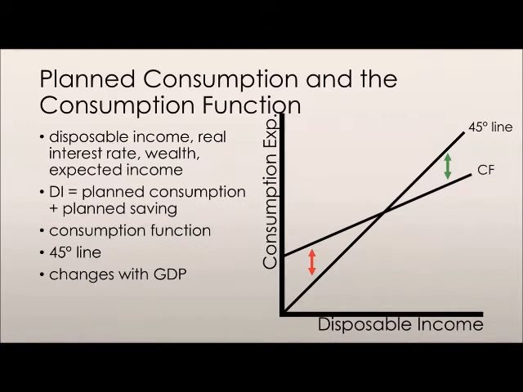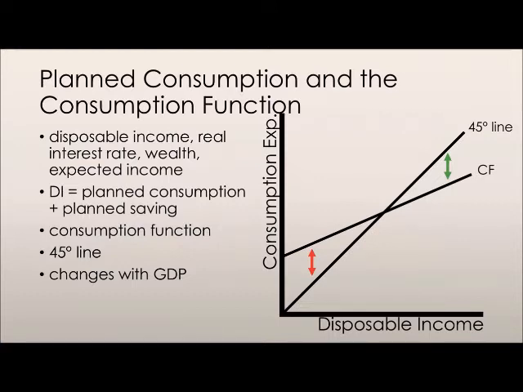The consumption function is the relationship between consumption and disposable income, as you can see by the graph. The y-axis measures consumption, and the x-axis measures the disposable income. As we can see, as disposable income increases, consumption expenditure increases.